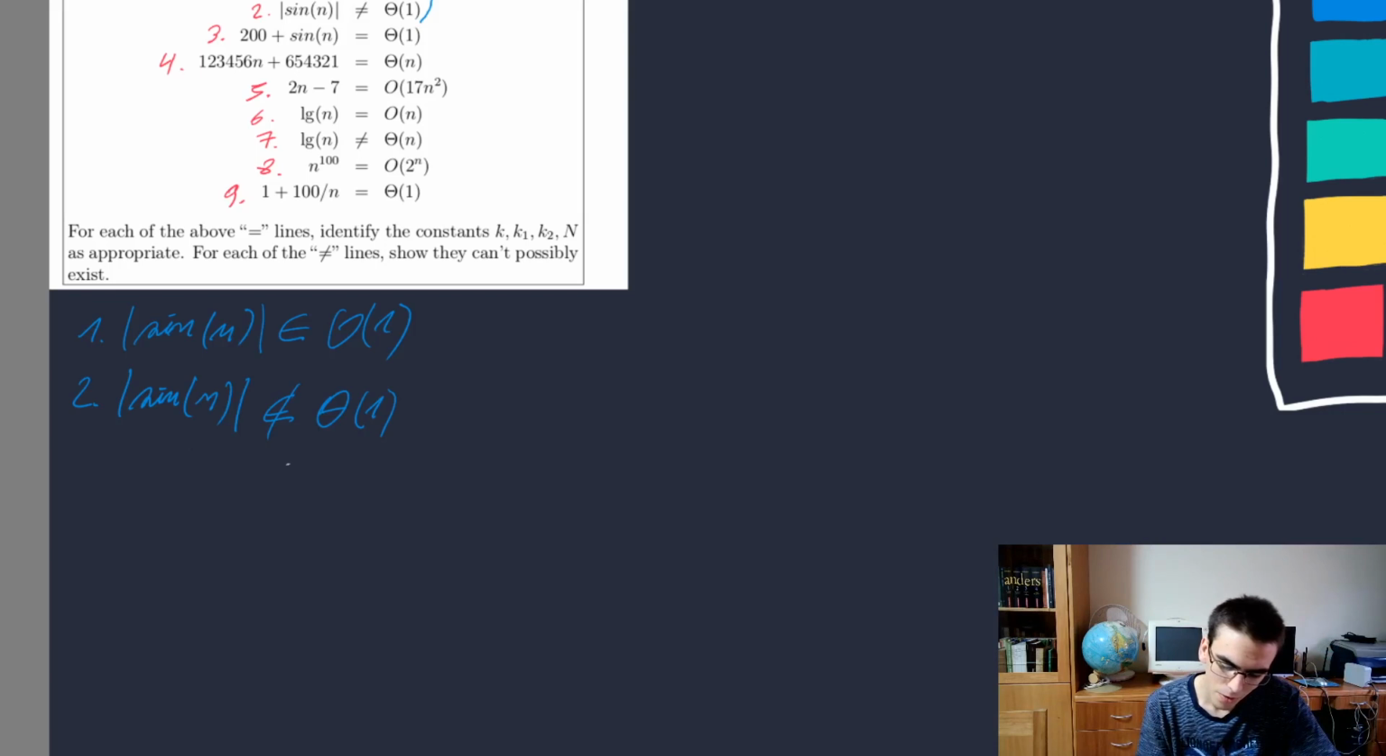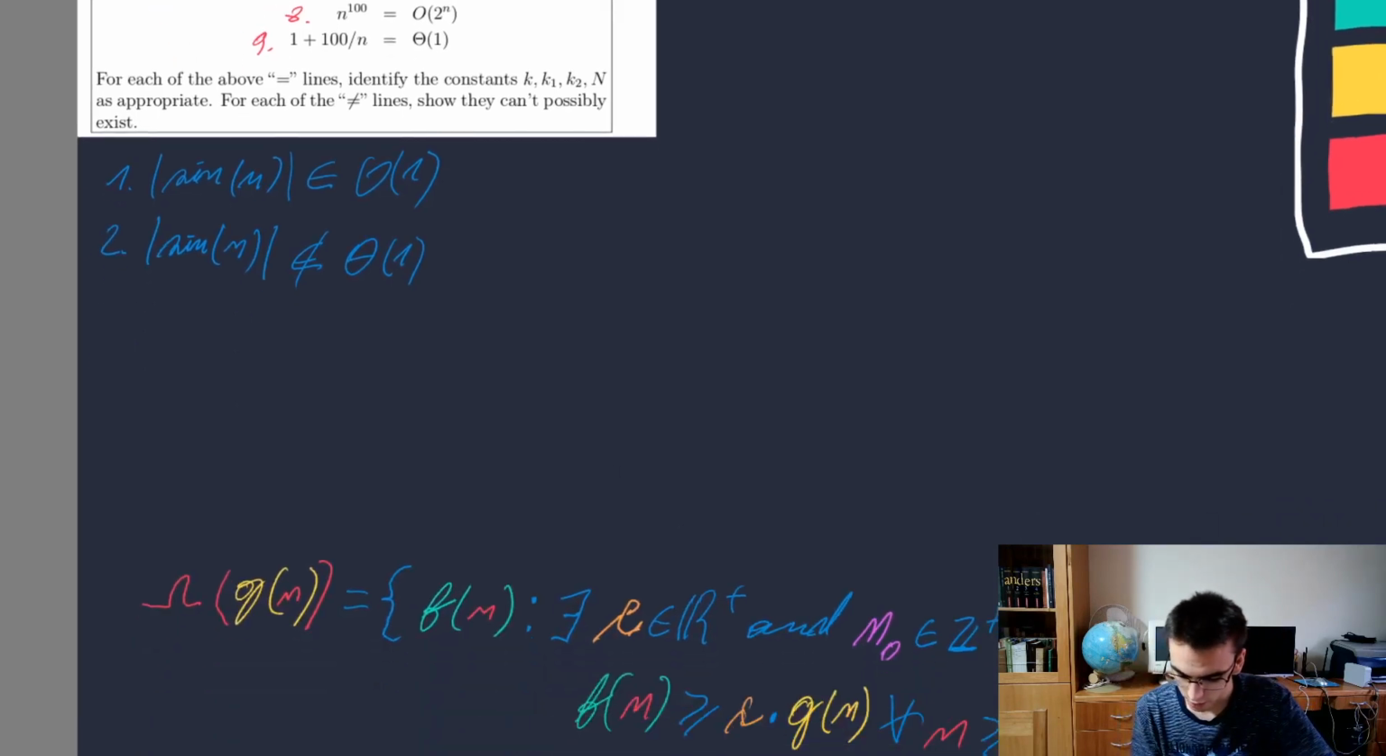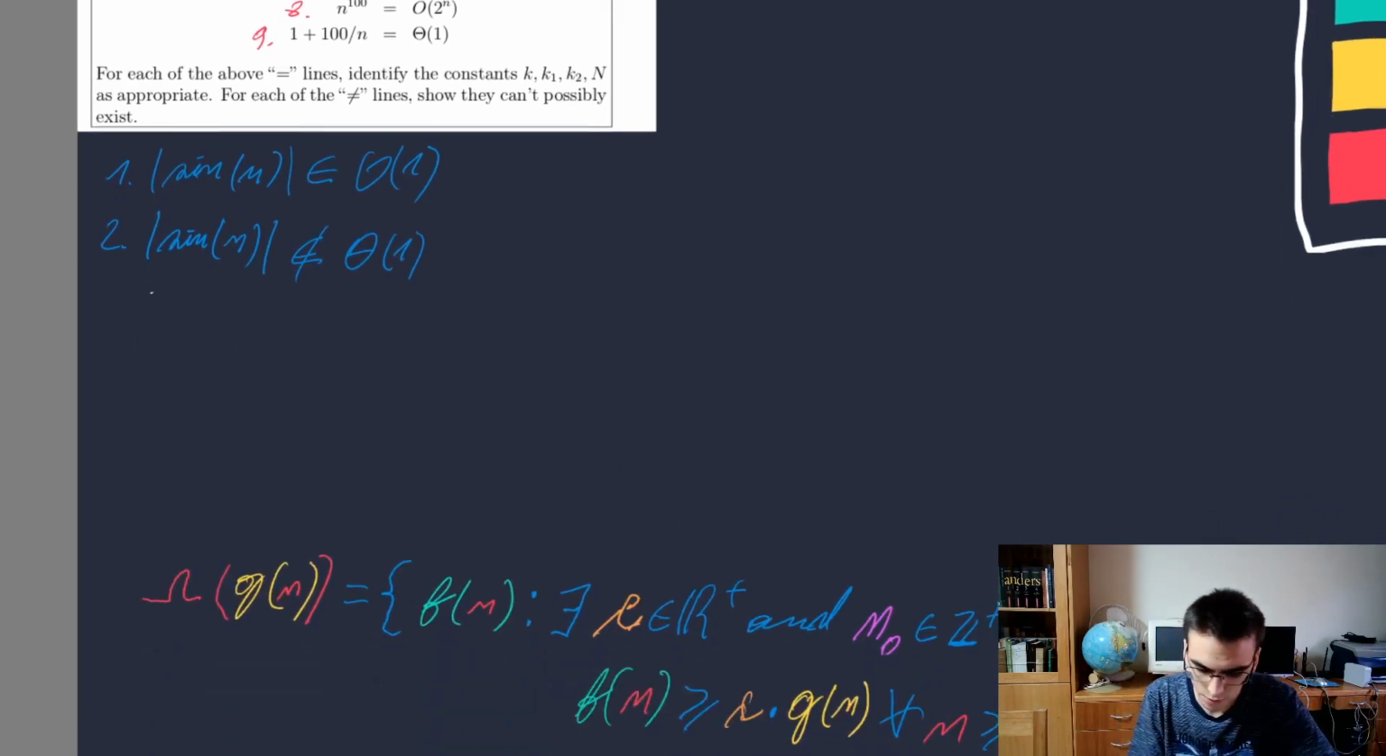So, big theta means it is in big O and in big omega. But you see, we already know it is in big O, and it is not in big theta, therefore it is not in big omega. Let's see why. Big omega definition tells us quite the same thing, but now we have to try sine of n greater or equal to c times g of n, correct?